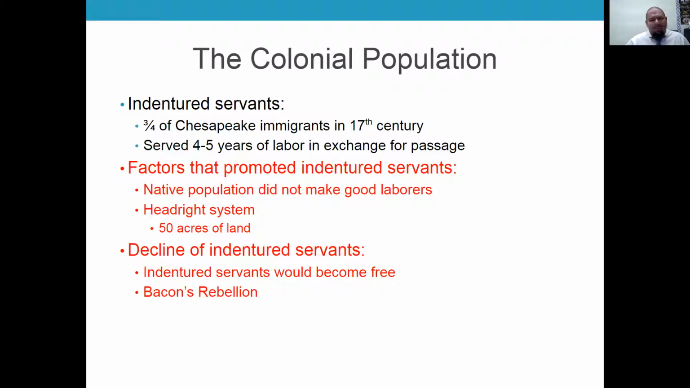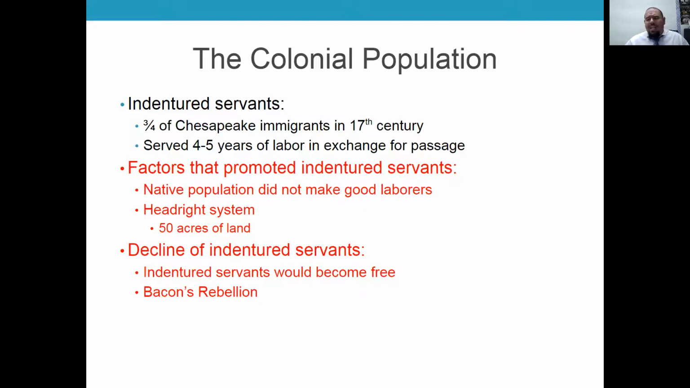So also the headright system, the 50 acres of land, it's a lot of land, okay? And you know me from world history, a lot of land equals a lot of power. Well, a lot of land here is a lot of profitable potential to make that money. And also there was a decline of indentured servants because 4 to 5 years later they would become free, and they know all the bad things about you, and they would want their pound of flesh. That's a little more extreme, but they become free and you would lose those servants.